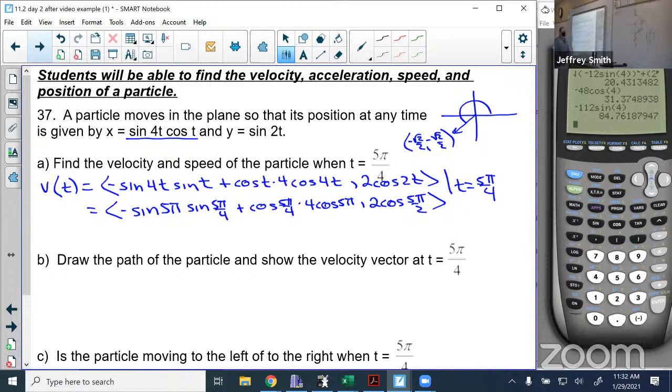Five pi. Well, that's 1 pi, 2 pi, 3 pi, 4 pi, 5 pi. That's over here. And the sine of pi is 0. So this piece becomes 0. This happens to be negative square root of 2 over 2, but it doesn't matter now. Cosine is also negative square root of 2 over 2. Cosine of 5 pi is the same as cosine of pi. That's negative. So times negative 4, that's negative 1, I mean.